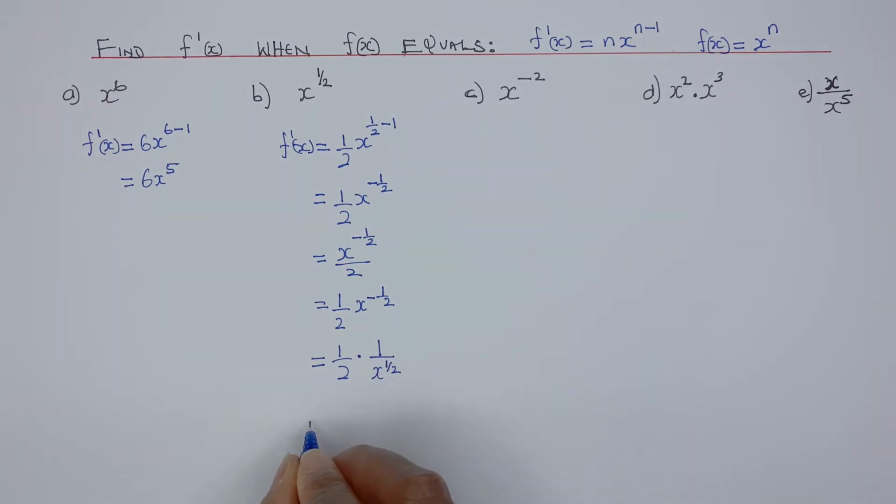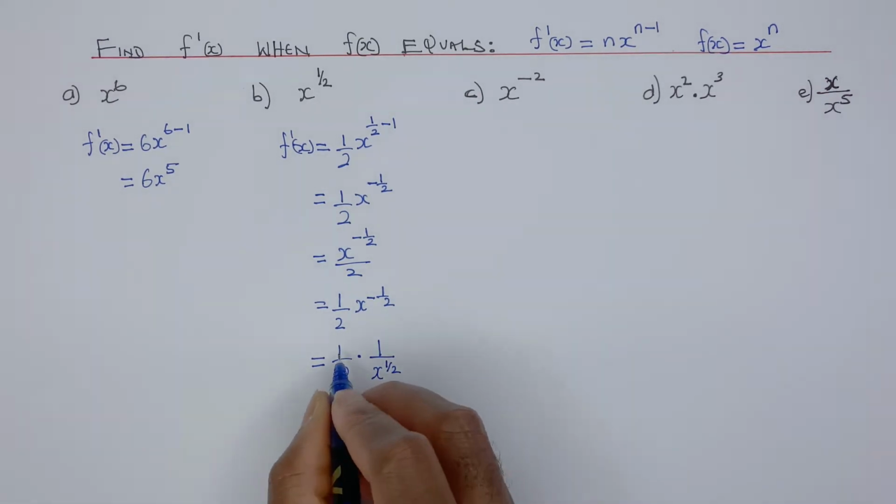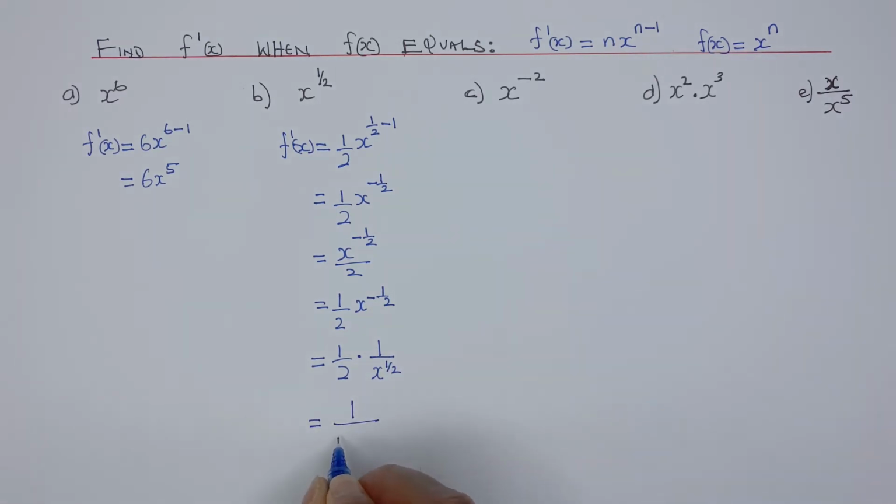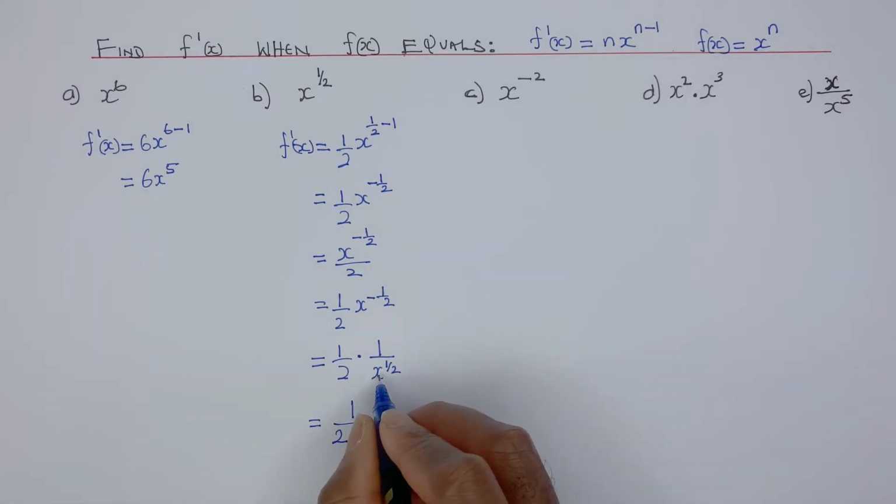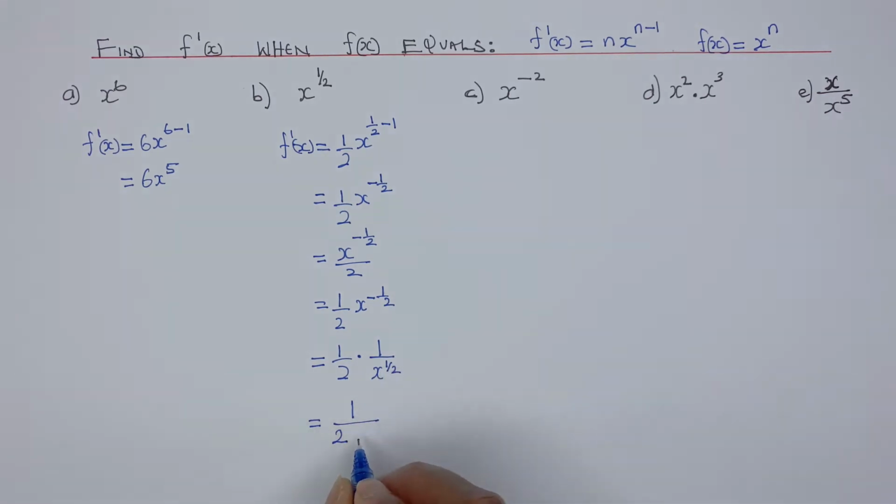And finally, it can be 1 times 1 over 2. Well, x to the power half in indices, that's root of x. So that'll be root x. So that'll be a final answer.